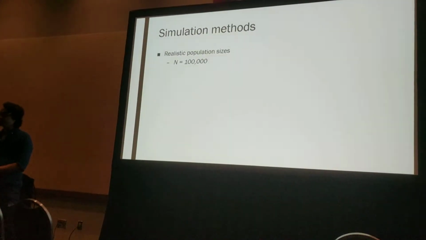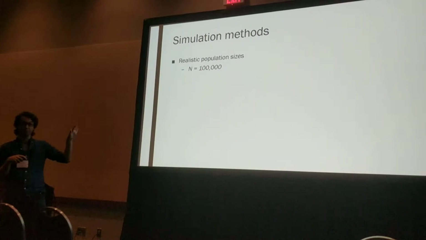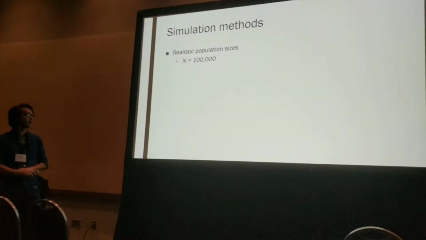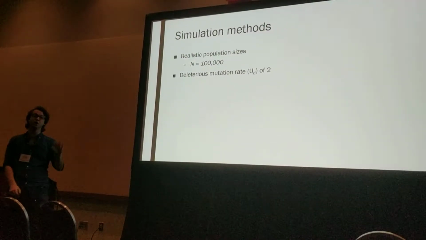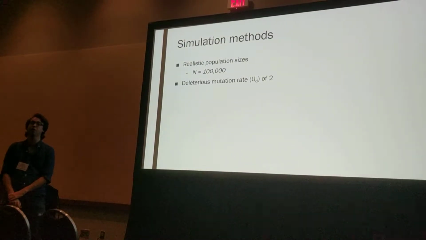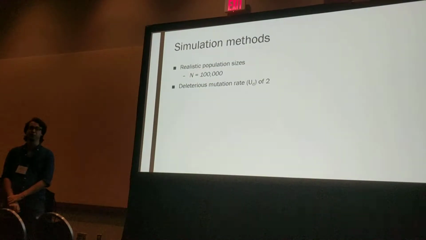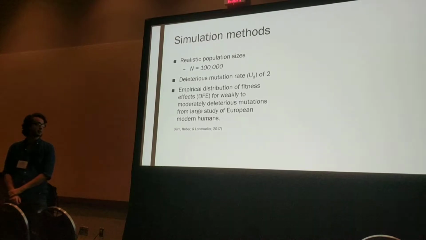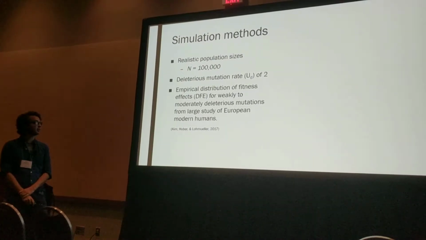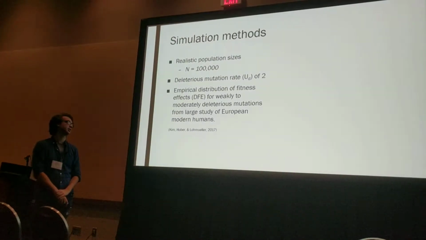Then I use realistic population sizes. Everything I'm going to be showing you today will be for N of 100,000. Genome-wide deleterious mutation rate of 2, so on average, every new offspring will get 2 new deleterious mutations. And then I'm going to use an empirical distribution of fitness effects for weakly to moderately deleterious mutations.